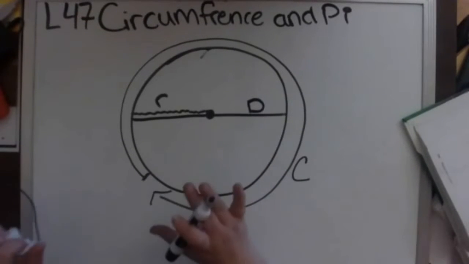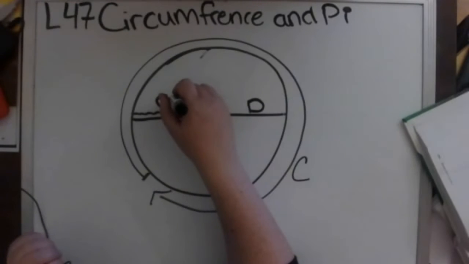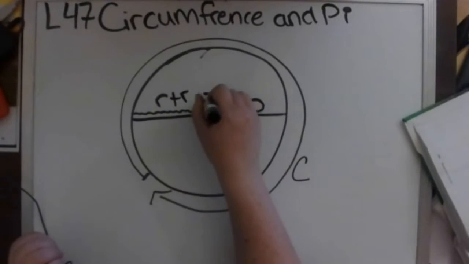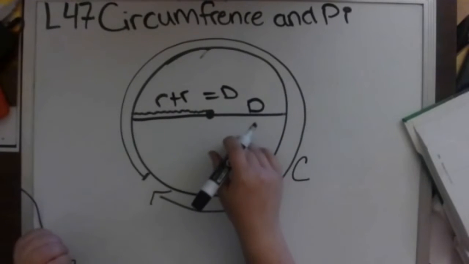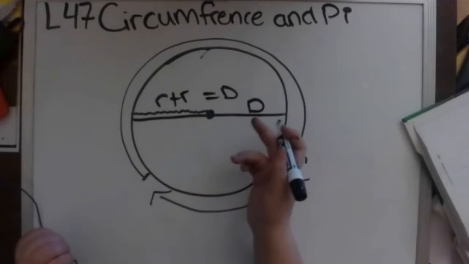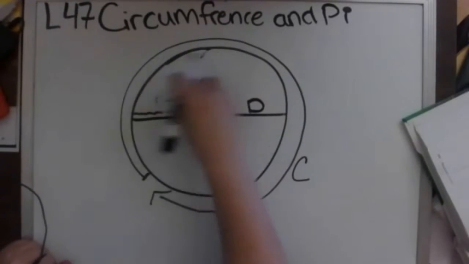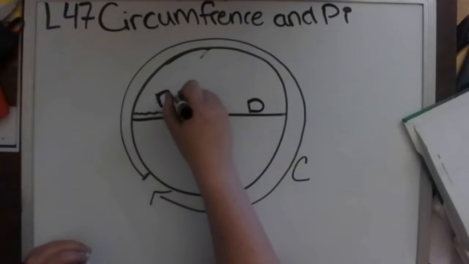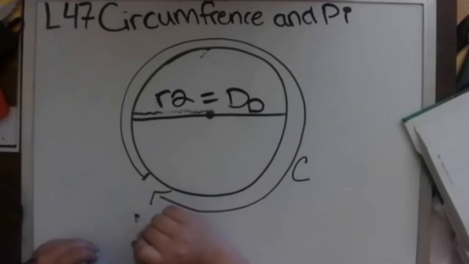Now remember, this means that radius plus radius equals diameter, because radius is half of diameter. So if I add radius to itself, I make diameter. Another way of looking at that would be radius times 2 is equal to diameter. Just remember that, because that's going to come up.